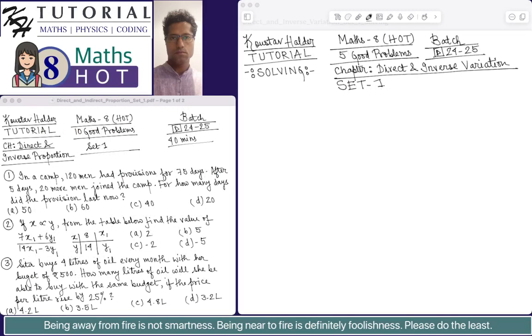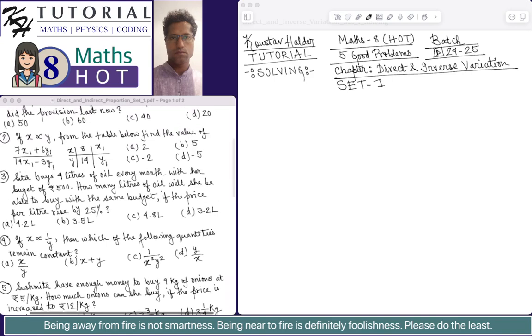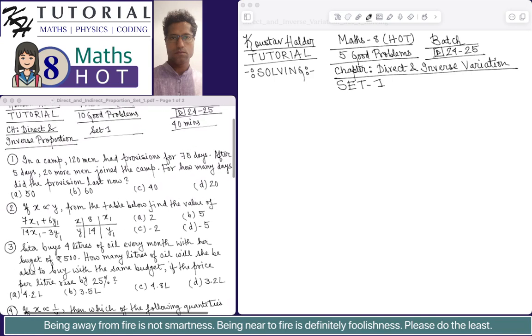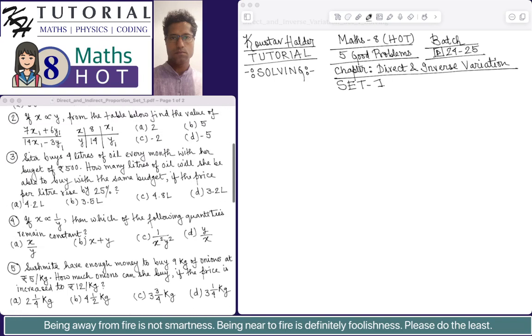Okay, so I have all the questions of the PDF. Now this PDF is saying 10 good problems. It was prepared much earlier when I used to solve 10 good problems, but now I am solving 5 good problems to make the video shorter. So even though this PDF has 10 problems, I will solve the first 5 problems from this PDF. This is set number 1. In set 2, I will solve the remaining 5 problems.